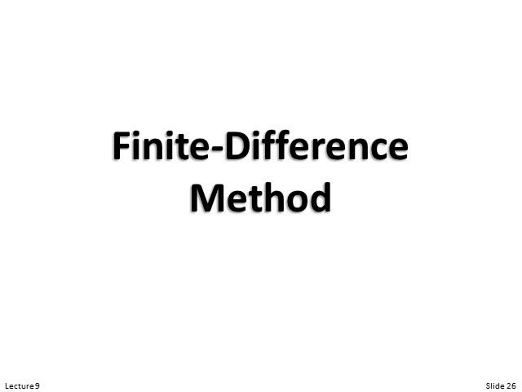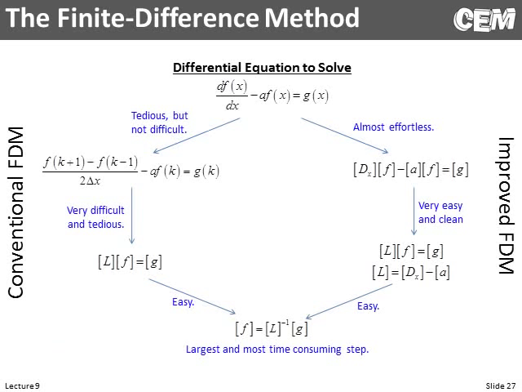Okay, on to the actual finite difference method. So the finite difference method, the goal of it is to start with some arbitrary differential equation and end up with a big matrix equation that we can solve and calculate all of our unknowns at discrete points. That's the goal of the finite difference method. It's just a way of discretizing a differential equation, casting it in a matrix form, and solving it.